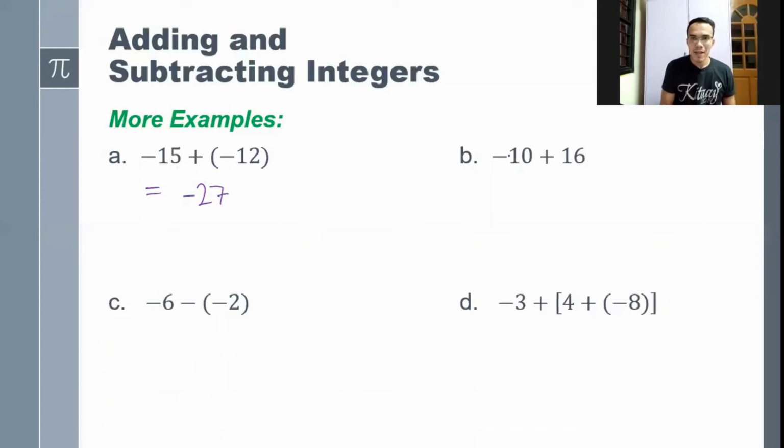Letter B, negative 10 plus 16. Negative 10 and 16 or positive 16 have different signs, so we have to get their difference. We have to subtract these numbers or the absolute values of these numbers. What's the difference between 16 and 10? It's 6. And what is the sign of the greater number? It's positive. So the answer is positive 6.